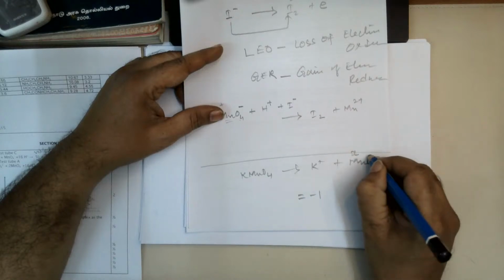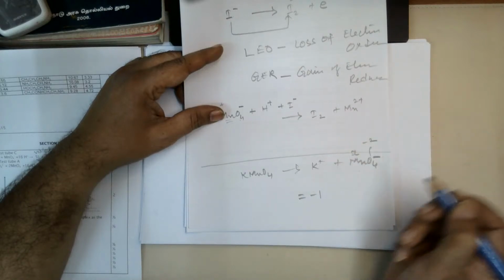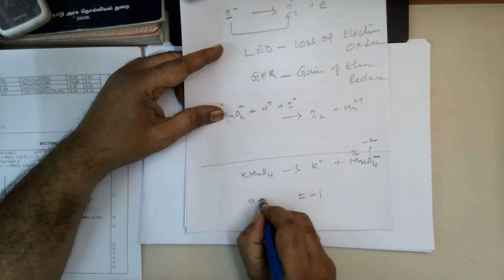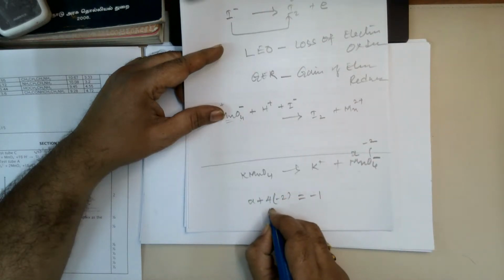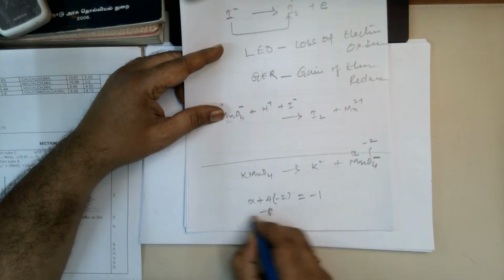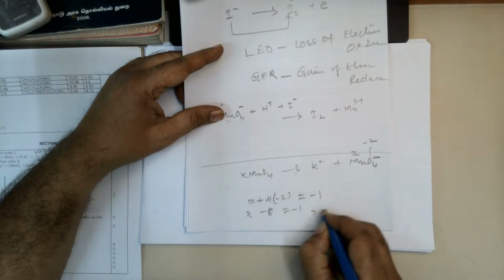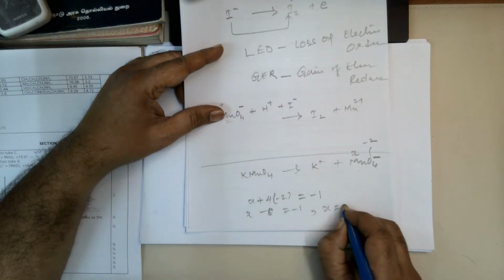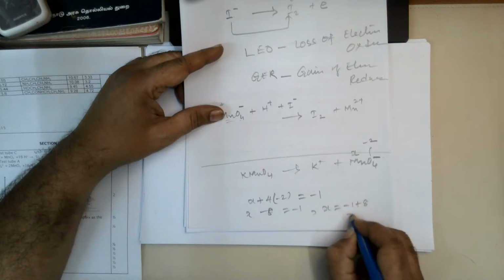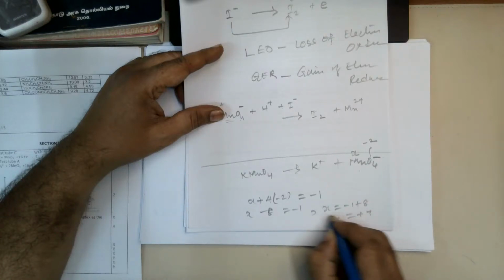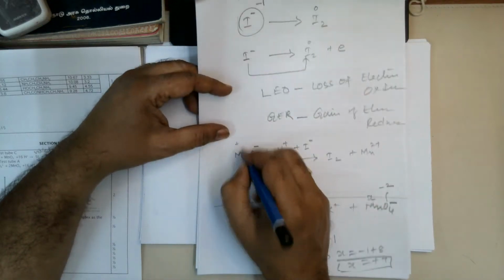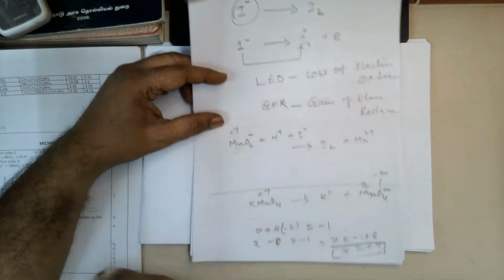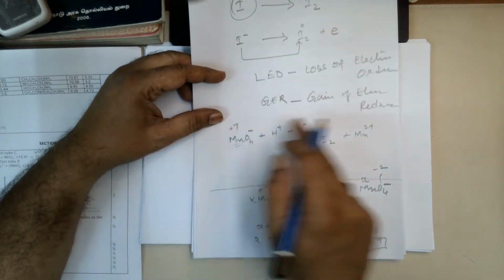You can put X for manganese. And what about oxygen? That is -2. So X plus 4 oxygen into -2, that is -8, is equal to -1. So X is equal to -1 plus 8, so +7. Do you understand? So what is the oxidation state of manganese? +7. So you have to indicate this as +7. So this +7 becomes what?